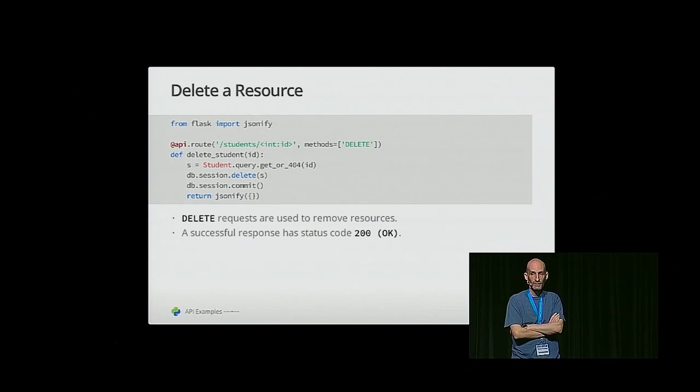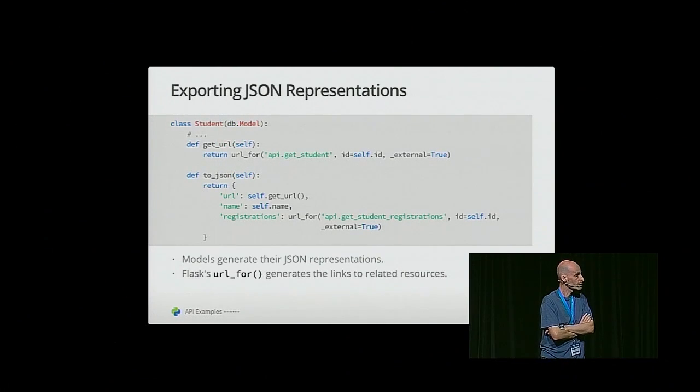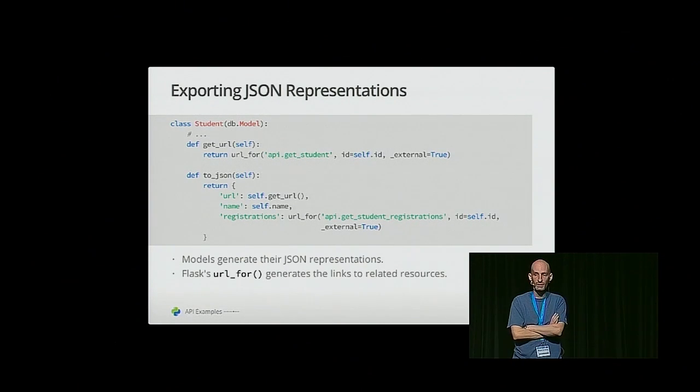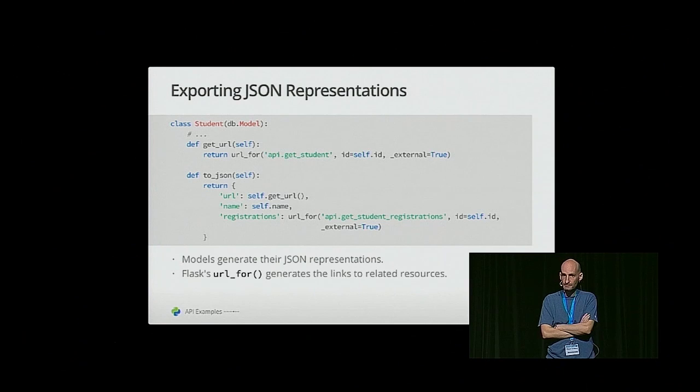And this is the delete case, which is even simpler. I just load my student, I tell Flask-SQLAlchemy to delete it, and I'm done. So let's look at all these helper methods that I'm using to make my routes very beautiful. So at the top, you can see get_url.